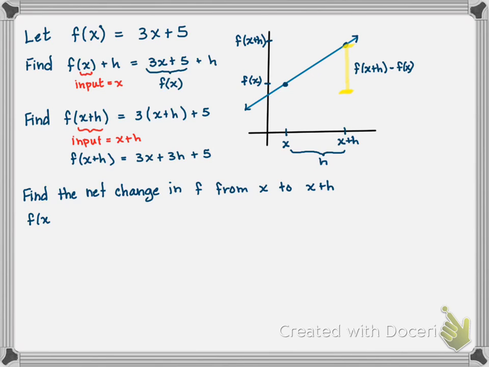So we have f of x plus h minus f of x equals, and we already figured out what f of x plus h was, right? It is 3x plus 3h plus 5. And f of x, well, they just tell us what f of x is up at the top, right? F of x is just 3x plus 5.